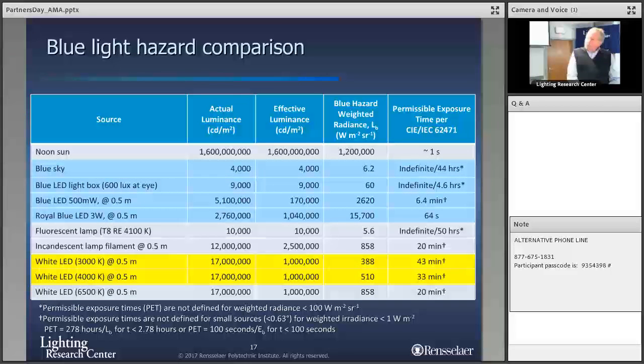Now, since the AMA brought particular attention to 3,000 and 4,000 K white LEDs, we picked 2 examples. There are many that we could have picked, but we picked 2 examples, what we consider to be representative. And again, these are small sources, but according to the calculation, you can look at it for about a half an hour. Somebody in the laboratory might do that, but I think it would be unusual for anybody to actually spend their time looking at a small die from either 3,000 or 4,000 K LEDs.